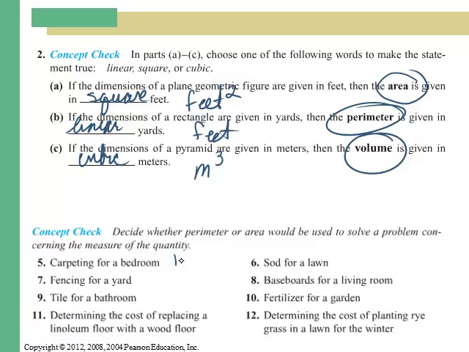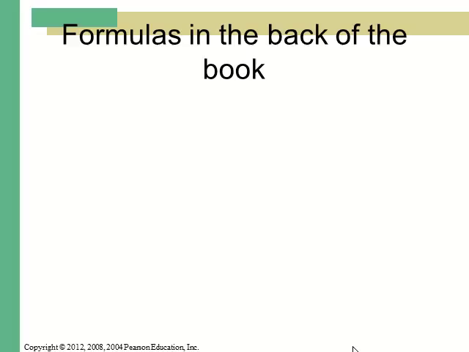This next one we did yesterday. This would be area. This would be perimeter, area. This would be area, perimeter, area. A lot of areas rather than perimeters.